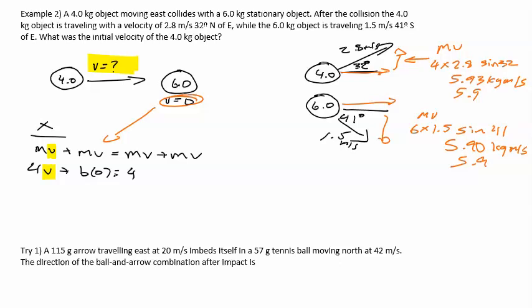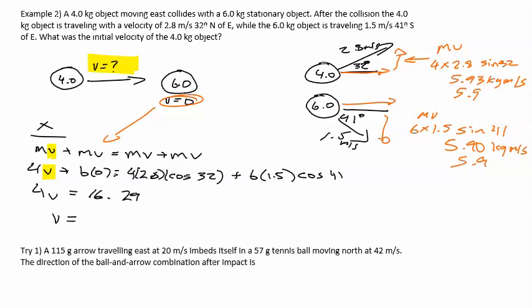So a mass of 4 multiplied by 2.8 cos 32, and adding to that 6 multiplied by 1.5 cos 41. Running through the calculations, the entire right side gets you 16.29, and so the velocity afterwards, dividing both sides by 4, winds up with an answer of 4.0 meters per second going east, and that is your answer.